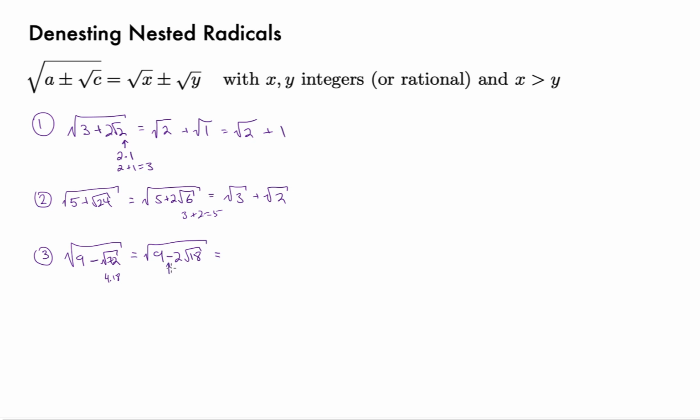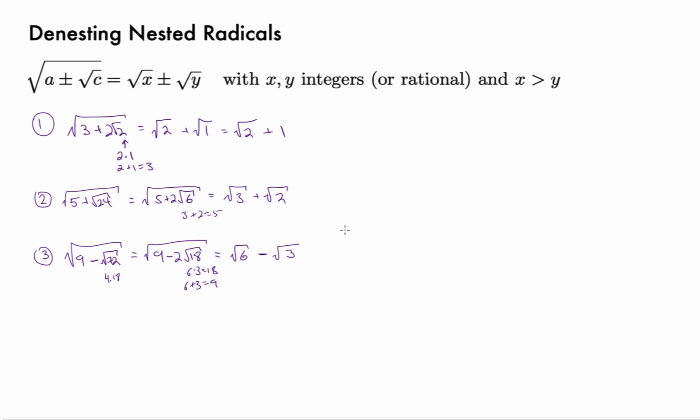Now there's a minus here, and all that means is that there's a minus between the square root of x and y. We're still looking for two numbers that multiply to 18 that add to 9. 6 and 3: 6 times 3 equals 18, and 6 plus 3 equals 9. So 6 and 3 are our two numbers, square root of 6 minus square root of 3. And again, we write the larger number first so that when we subtract, we don't get a negative answer, because we're trying to stick with the principal square root here.